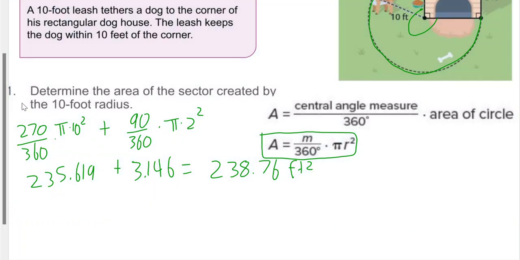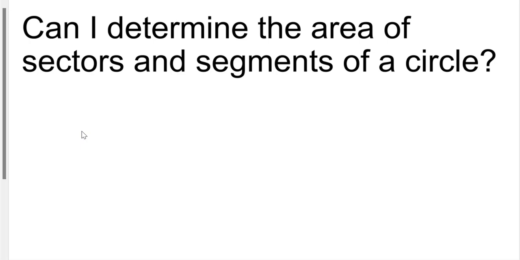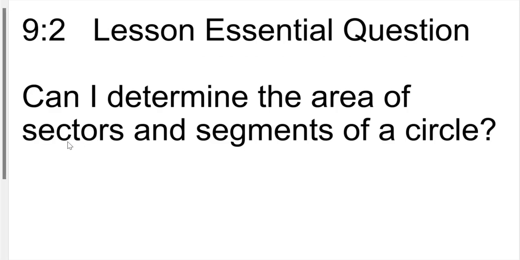Okay, so I'm going to have the area of the first sector being 270 over 360 times pi times 10 squared plus 90 over 360 times pi times 2 squared. This number equals roughly 235. This number equals pi, or 3.14. Add them together, and I get 238.76 feet squared. So, to recap, our lesson essential question, can I determine the area of the sectors and segments of a circle?